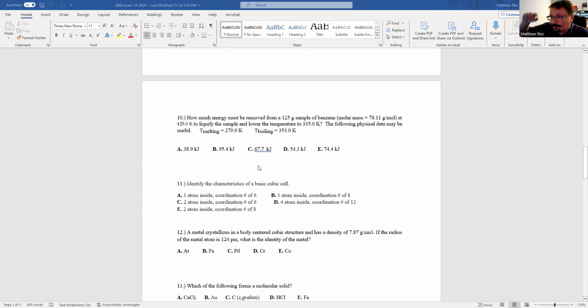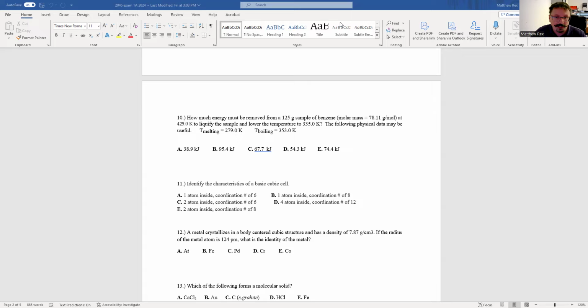How much energy must be removed from a 125-gram sample of benzene at 425 K to liquefy the sample and lower the temperature to 335 K? The following physical data may be useful. So we have our melting and boiling point there, and then on the last page of that, we actually have some constants, our various enthalpies and specific heats. So there we go. So we're actually starting at 425.